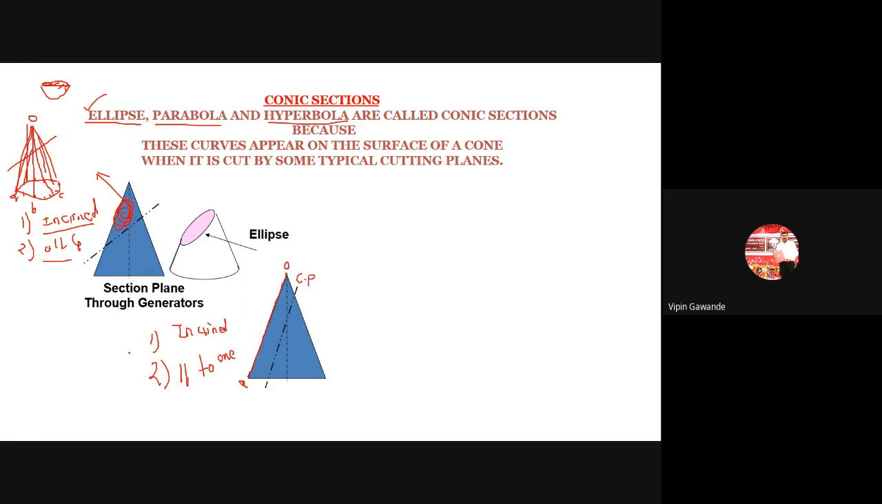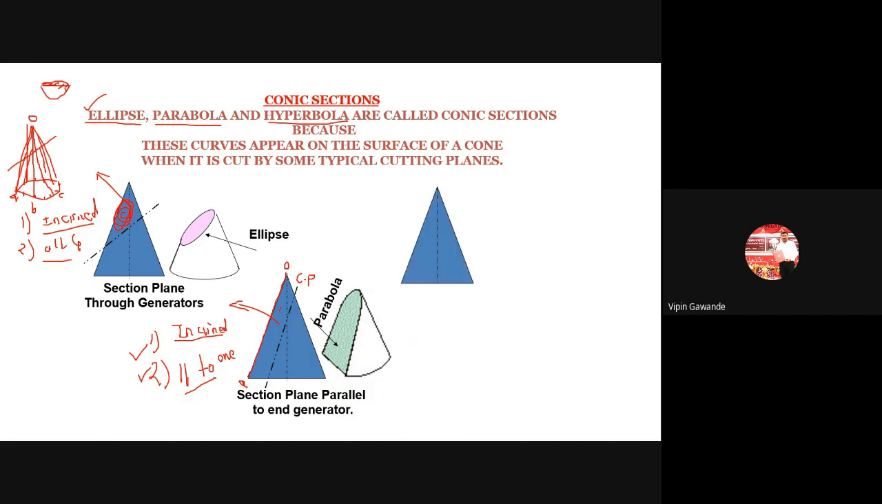Now, if this condition is satisfied, that means the axis is inclined and the cutting plane is parallel to one of the generators, then whatever part we get after cutting, this part gets removed. That means from the cutting plane to here, this part gets removed. So what did we get here? We got this type of section, and this section is called the parabola.